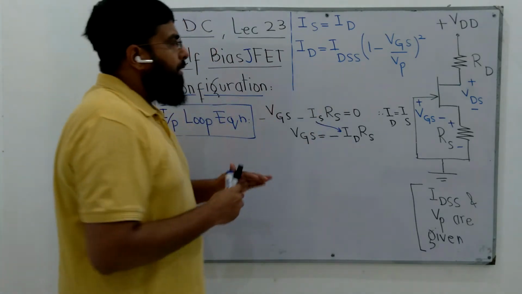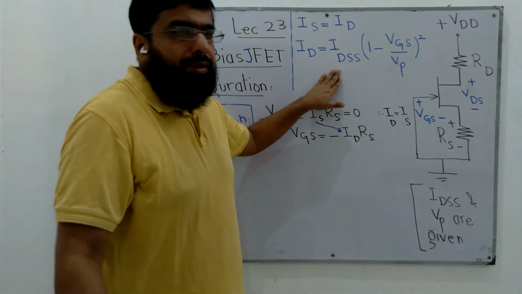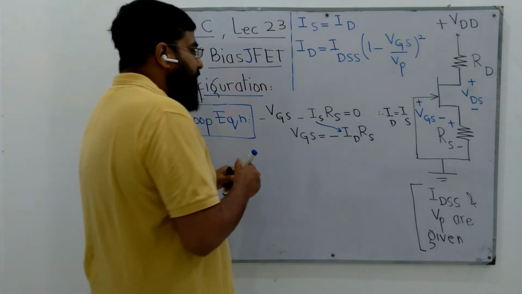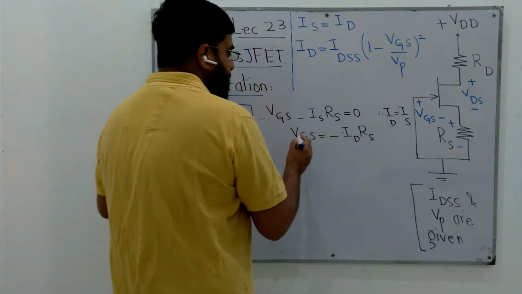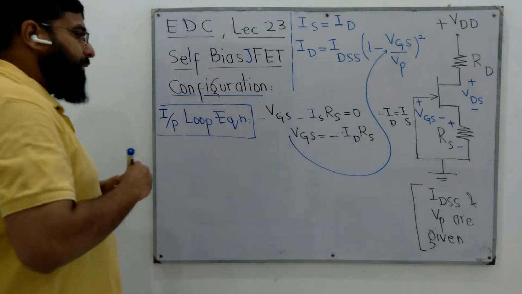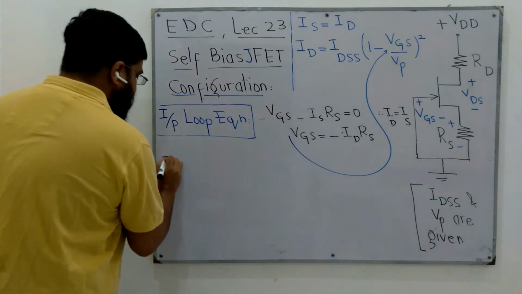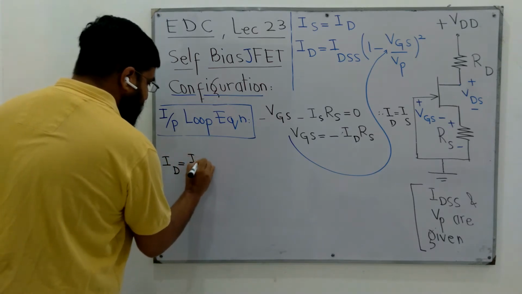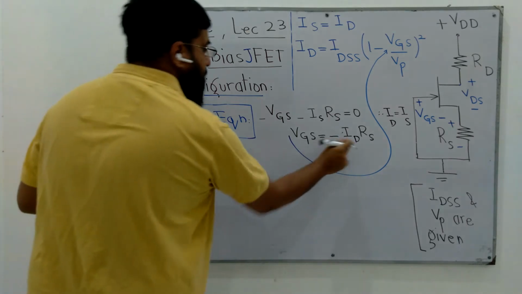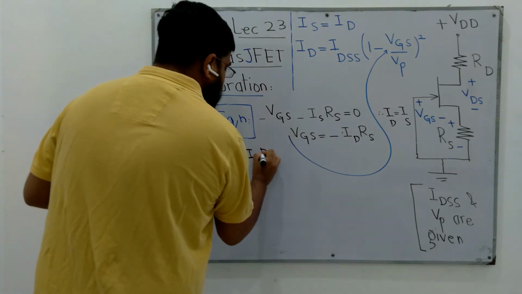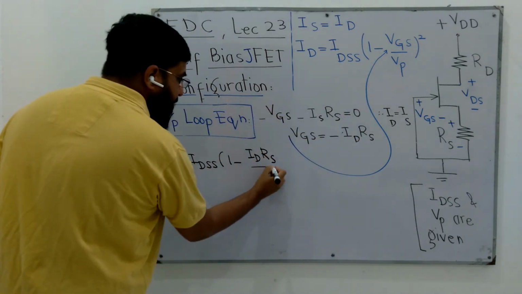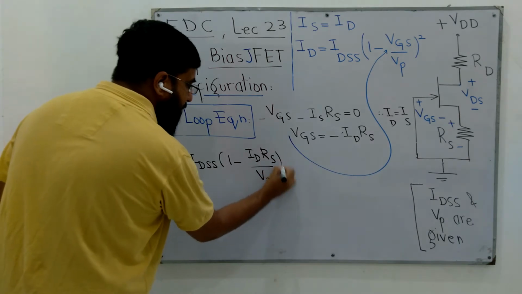We already know that ID, the Shockley's equation, is IDSS times 1 minus VGS over VP, squared. If you put the value of VGS here, this equation becomes IDSS times 1 minus, instead of VGS you put ID RS. We don't put a negative here because this is negative and VP, the magnitude of VP is also negative. So the negative cancels with the negative.